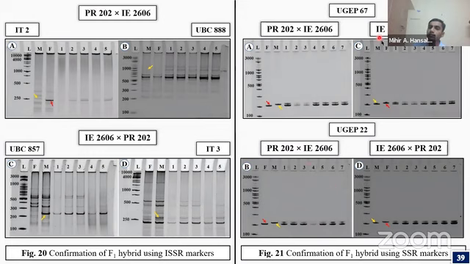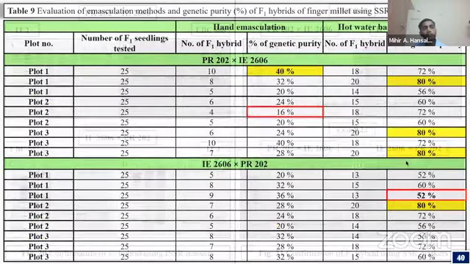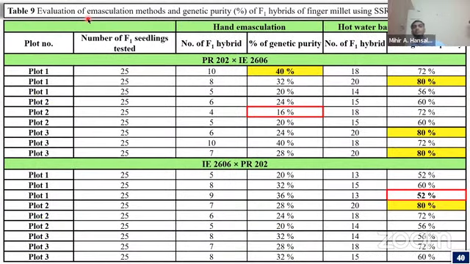And if we do the reciprocal cross, then UGP67 gives one specific band in male and one specific band in female, and both bands are present in all the F1 hybrids. The same result is given by the UGP22 primer in the same cross. And table 9 shows the evaluation of the emasculation method and genetic purity of F1 hybrids of finger millet using SSR markers, where hot water based emasculation gives 80% purity, whereas hand emasculation gives 40% purity.